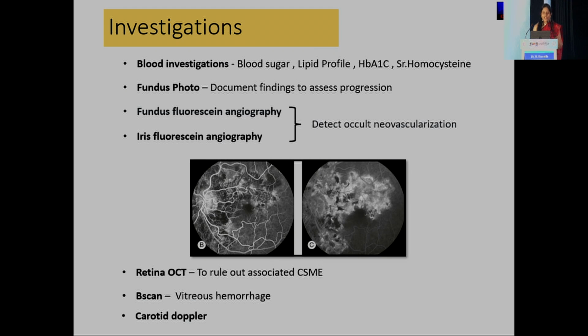Other investigations which have to be definitely done when you see neovascularization are blood sugar, lipid profile, HbA1c, serum homocysteine, protein C or S deficiencies, fundus fluorescein angiography, and retinal OCT to rule out any associated macular edema. A B-scan if you're not able to see the fundus, because hemorrhage will be picked up by B-scan. And carotid Doppler. Yes, it's very, very important to see the blood flow of the carotid arteries, and this will give you a clue as to what you're dealing with.